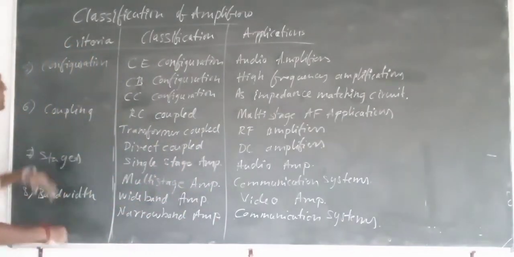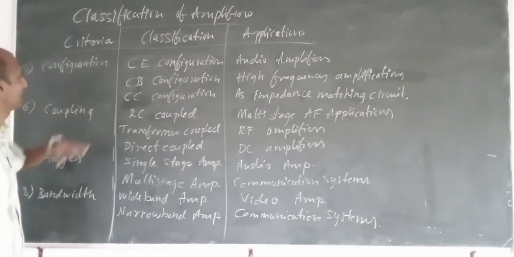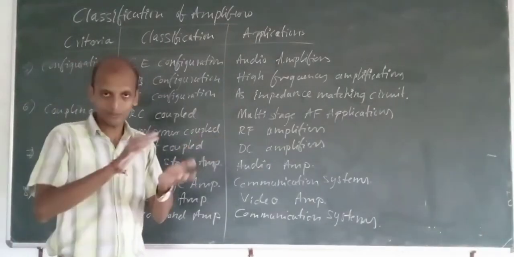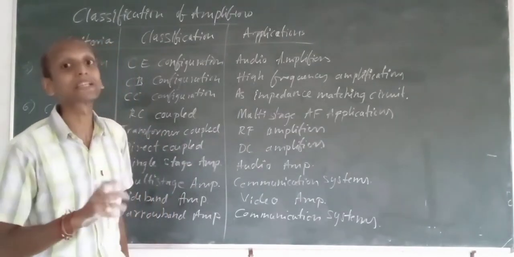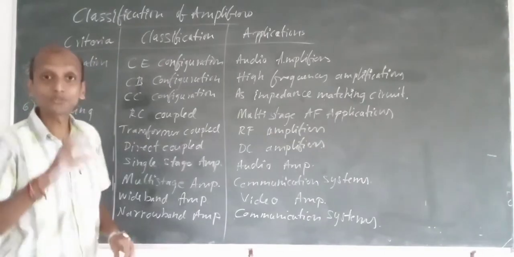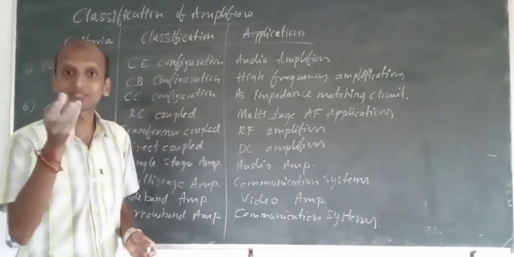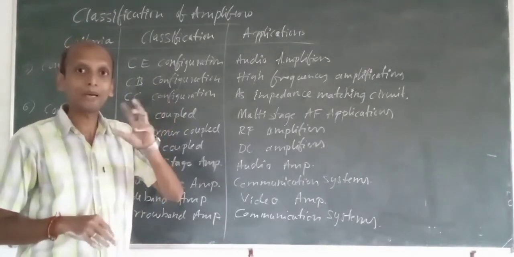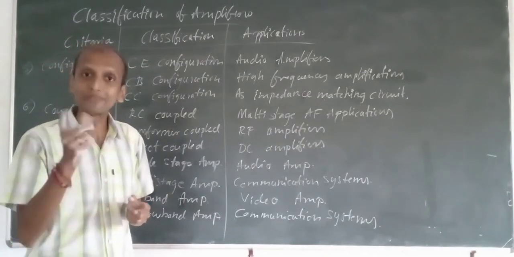So depending on configuration, we have three classifications of amplifiers. Then coming to coupling. Coupling means connecting one thing to the other thing. We call them couplers, isn't it? In plumbing work, with pipelines, we call them couplers. A larger pipe can be connected to a smaller pipe using a coupler. Coupling means what?